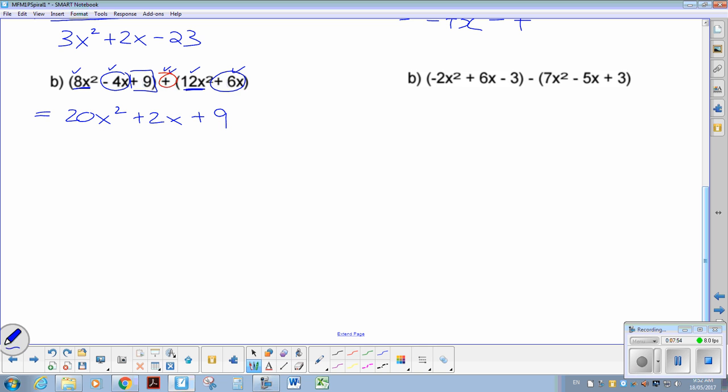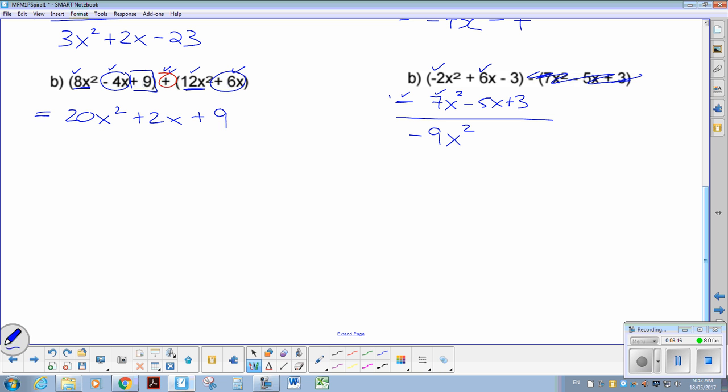Over here, I'm going to do my stacked addition. So I'm going to write my subtraction sign. I'm going to line them up. So my x squareds, my x's, and my numbers. Put a bar underneath. Negative 2 take away 7, so we're subtracting there. We get negative 9x squared.